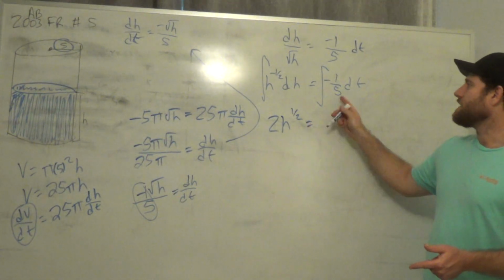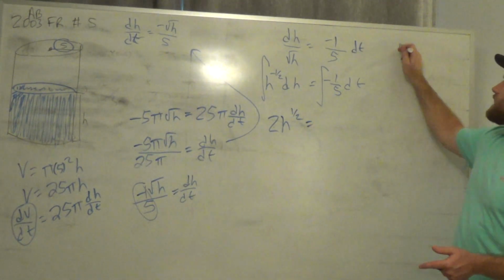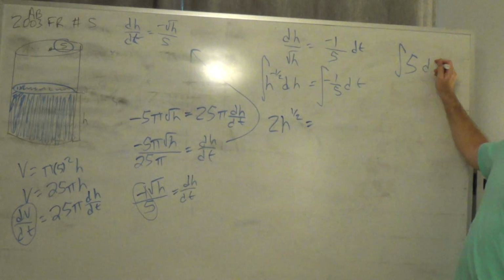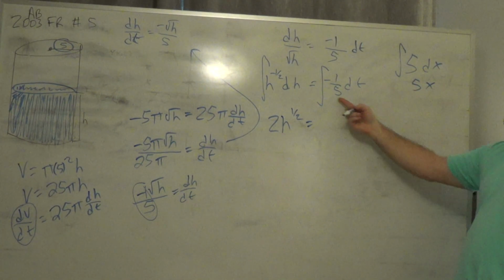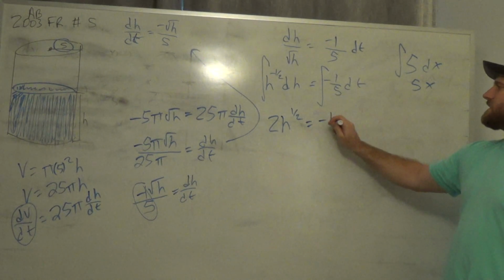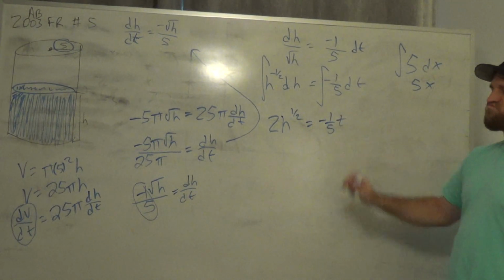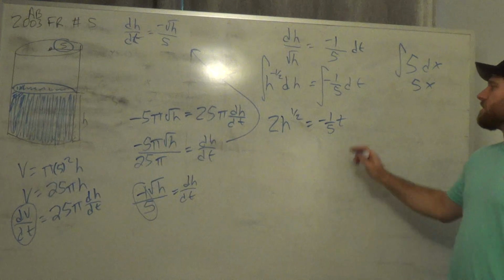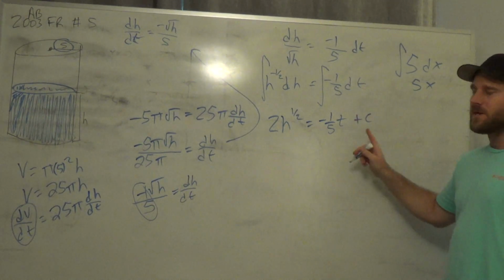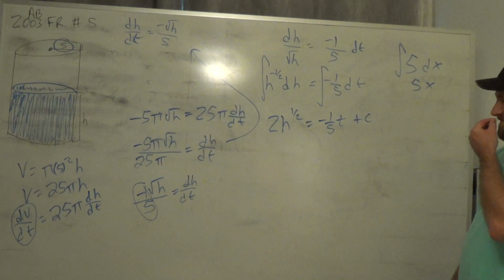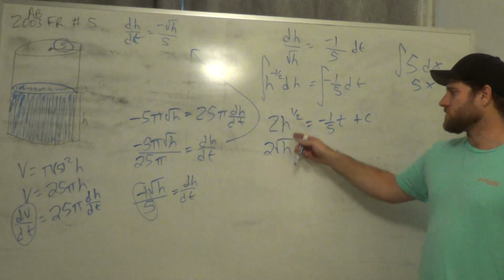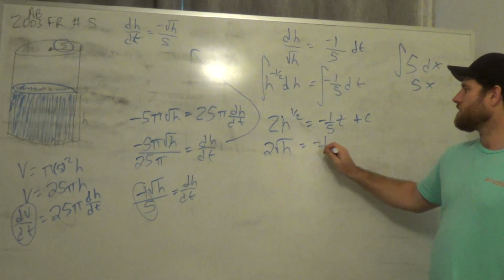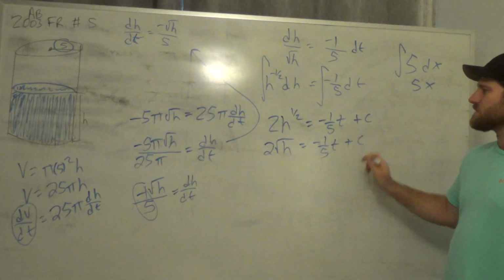On the other side, think about the antiderivative of, let's say, 5 dx, which would simply be 5x. So the antiderivative of negative 1/5 would simply be negative 1/5 t. Now, when you take the antiderivative, remember on one of the sides you get a plus c. So if I clean this up, this is now 2 square root h equals negative 1/5 t plus c.